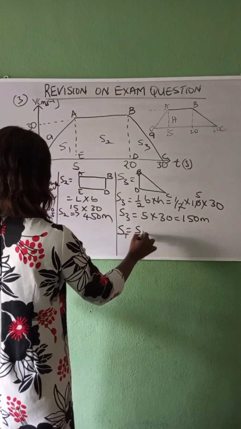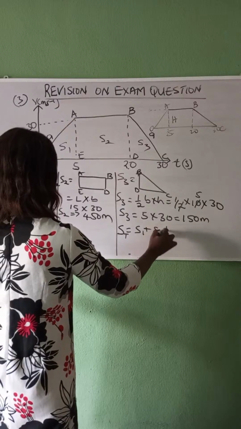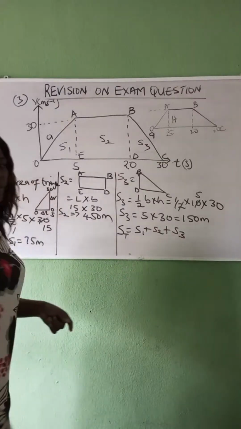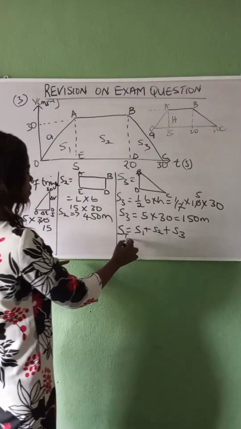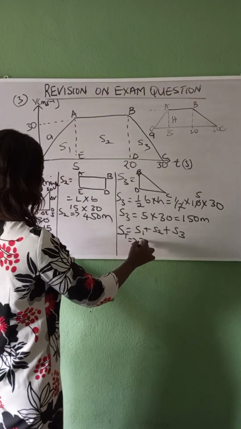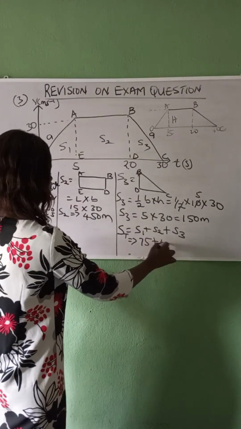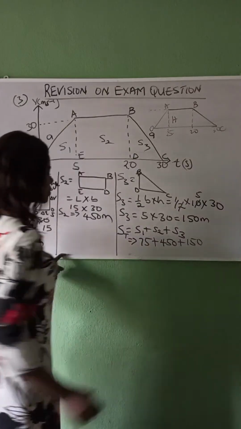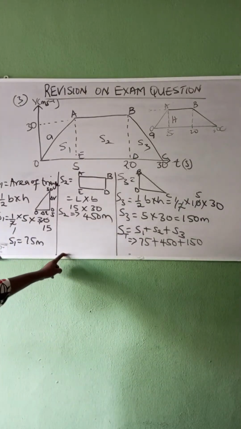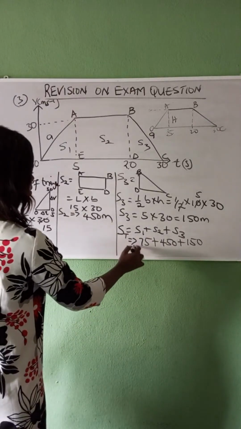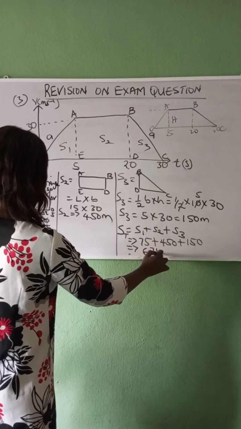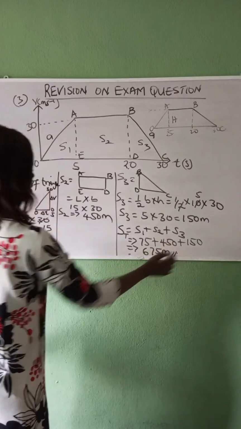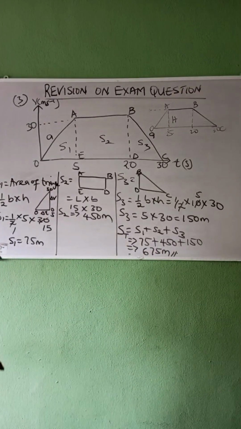Now, for us to get the total distance traveled, that is x, total is equal to S1 plus S2 plus S3. So what do we have? 75 plus 450 plus 150, right? So my total answer is going to give me 675 meters, which is the same thing as what you solved earlier.